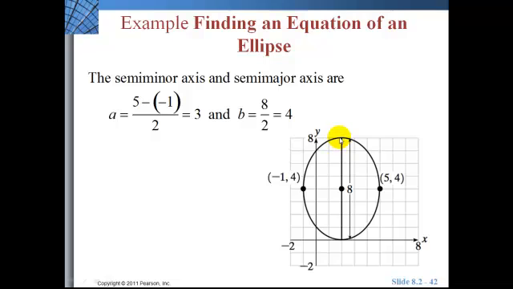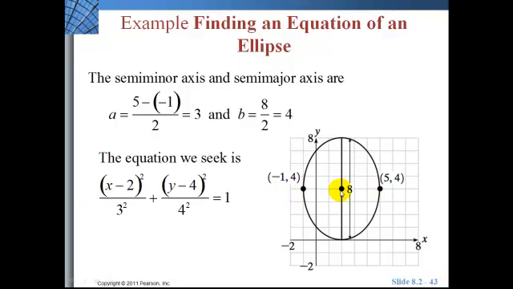The semi-major axis is b. The major axis was 8. B, the semi-major axis, is 8 divided by 2, which is 4. So now we have our a, we have our b. We're going to put the minor axis with the x, the major axis with the y. Multiply it out, we get x minus 2 squared over 9 plus y minus 4 squared over 16 equals 1. The correct standard version of this equation would be having the y value first because it's the larger.